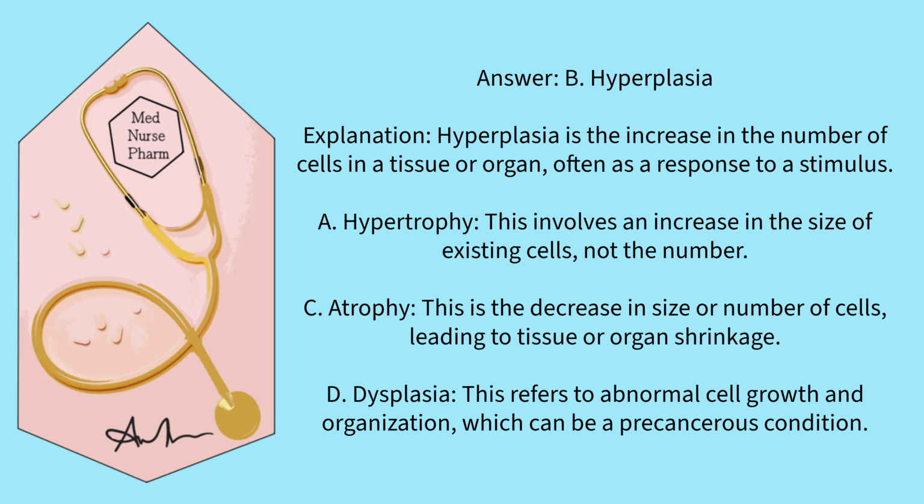If you chose option B, you are correct: hyperplasia. Hyperplasia is the increase in the number of cells in a tissue or organ, often as a response to a stimulus.